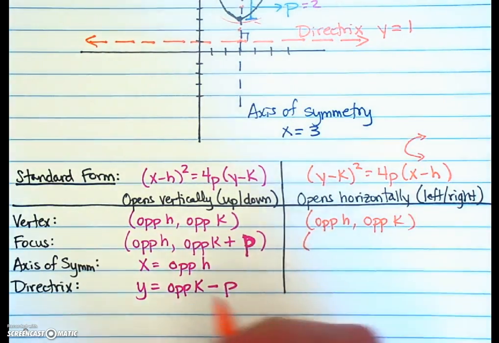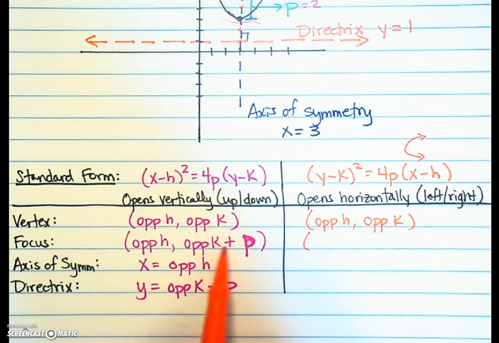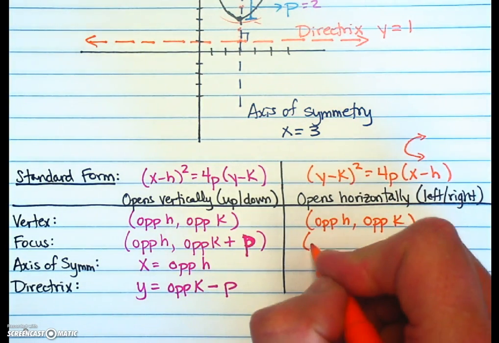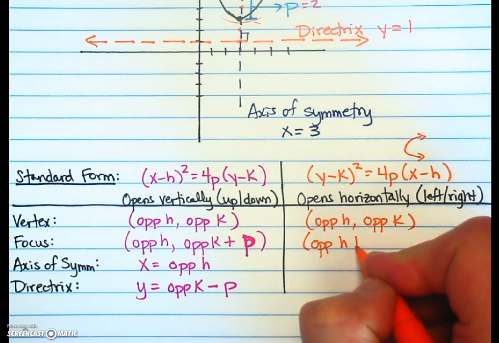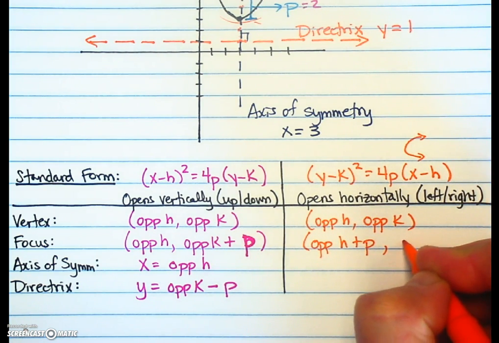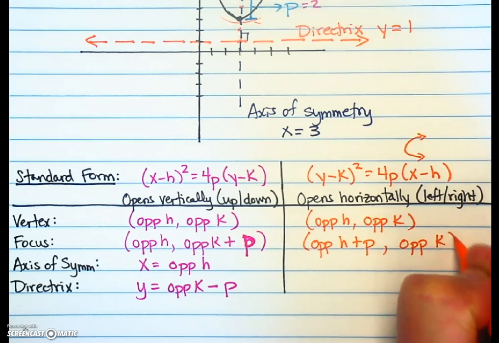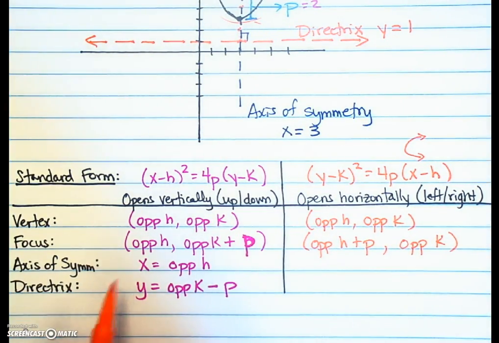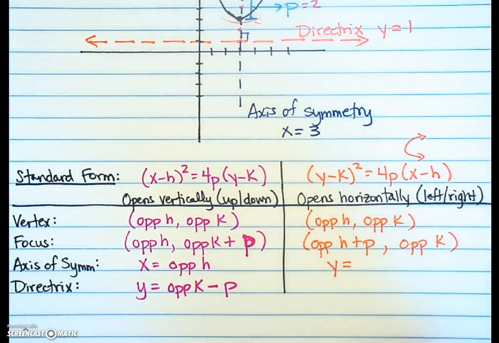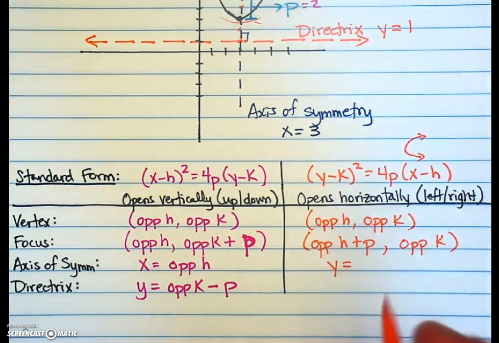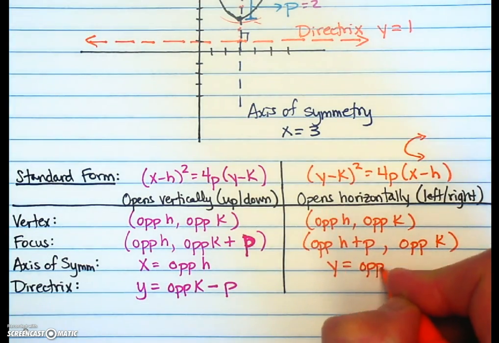But now our focal point is going to change. Instead of adding p to my y value, like I did over here where it's vertical, since it's horizontal, I'm going to add it to my x coordinate. So opposite of h plus p, then we go opposite of k. And then here, my axis of symmetry is going to change. Instead of being x equals, it's going to be y equals. And it's not going to be the opposite of h. It's actually going to be my k.